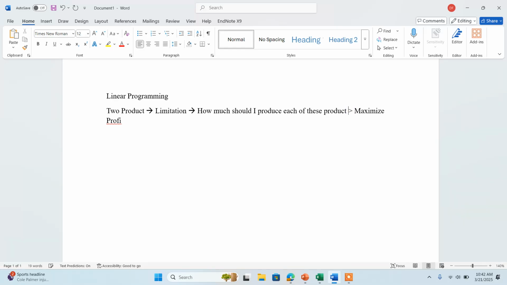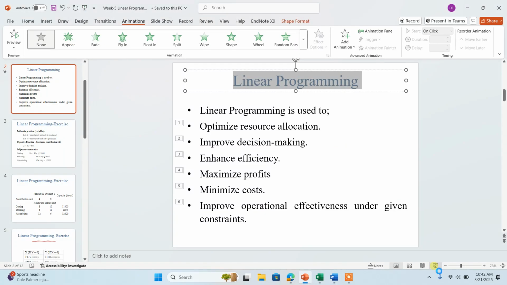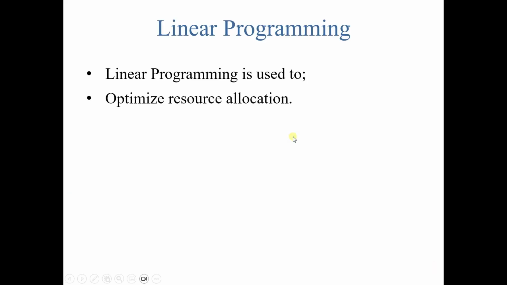Okay, so if we try to understand this question, it is going to help us that we have two different products to produce, and we have limited resources. Within the given limited resources, which product should I produce more in number, and what will be my profit? So this is today's agenda. Let me show you some slides to revise it, and then I'm going to solve one question for you people.